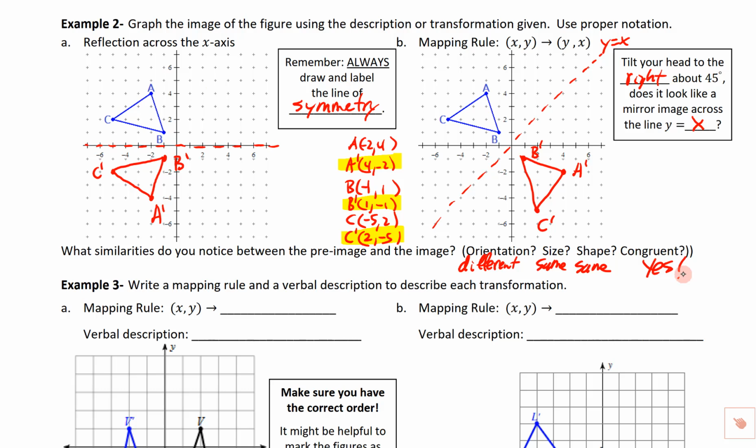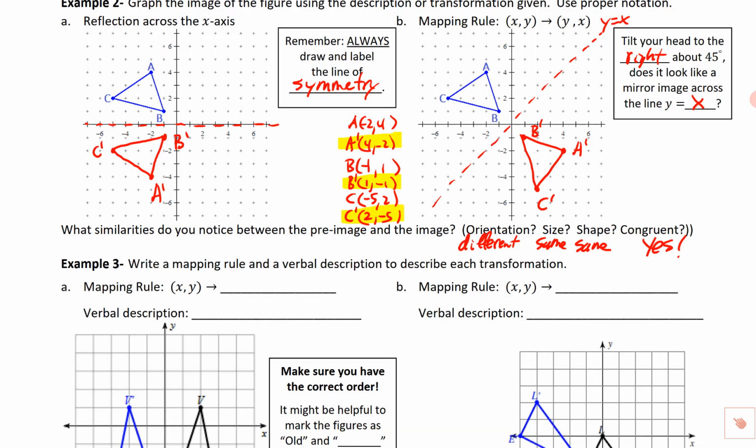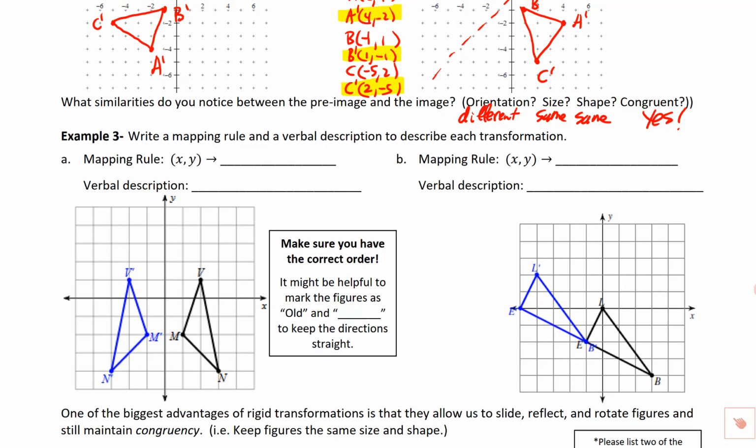So this next one, it says, write a mapping rule and a verbal description for each transformation. So let's come down here and let's see what we've got on this one. So the good news on this is it's already given for us. The image and the pre-image, again, this is the pre-image and this is the image. Image means new one, remember. Pre-image was the one before. So we want to write a mapping rule and a verbal description. Well, sometimes it's easier to write a verbal description first. So here's what I'm going to do. I'm going to look at this, and you can kind of tell just by looking at this straight on.